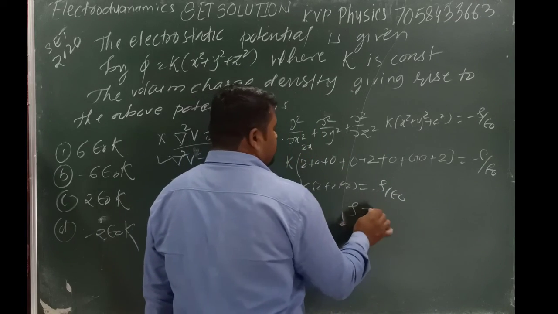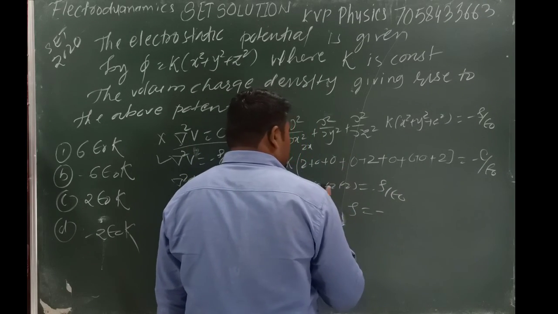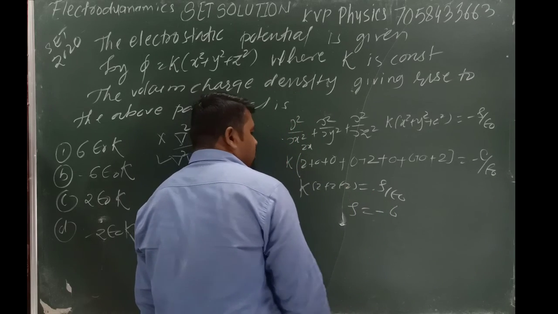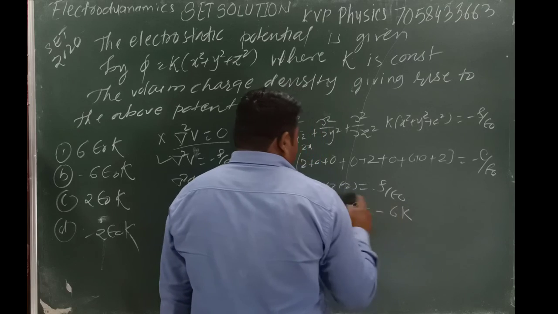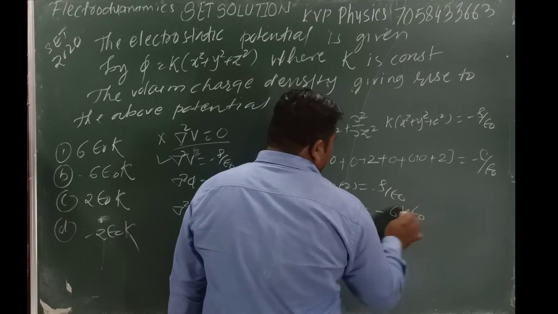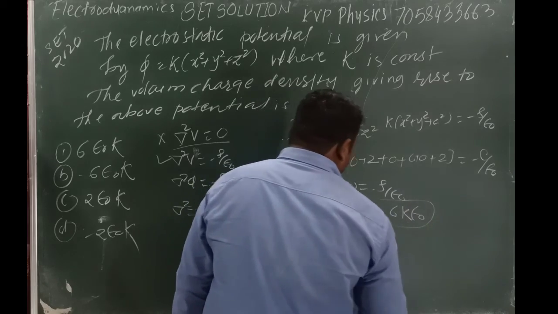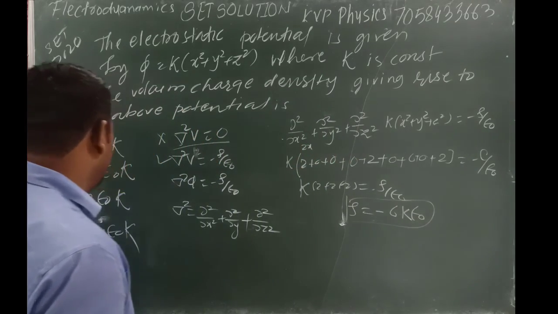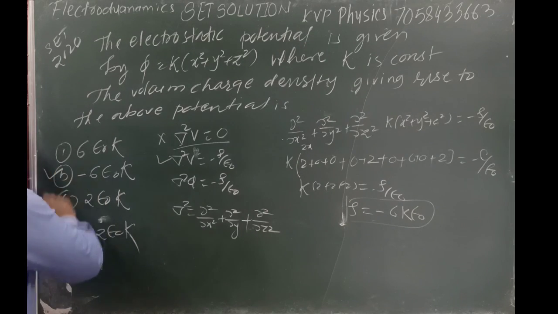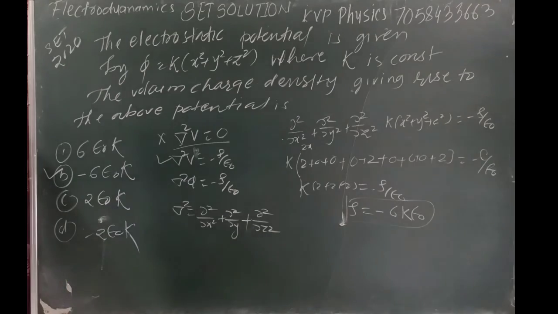Means rho is equal to how much? 2 plus 2 plus 2 is 6. Okay, both sides multiplied by minus 1, we get 6k, and here epsilon naught is divided, going to this side it becomes multiplied. Means rho is equal to minus 6k epsilon naught. Here the two options given are plus and minus, means here the sign is important.